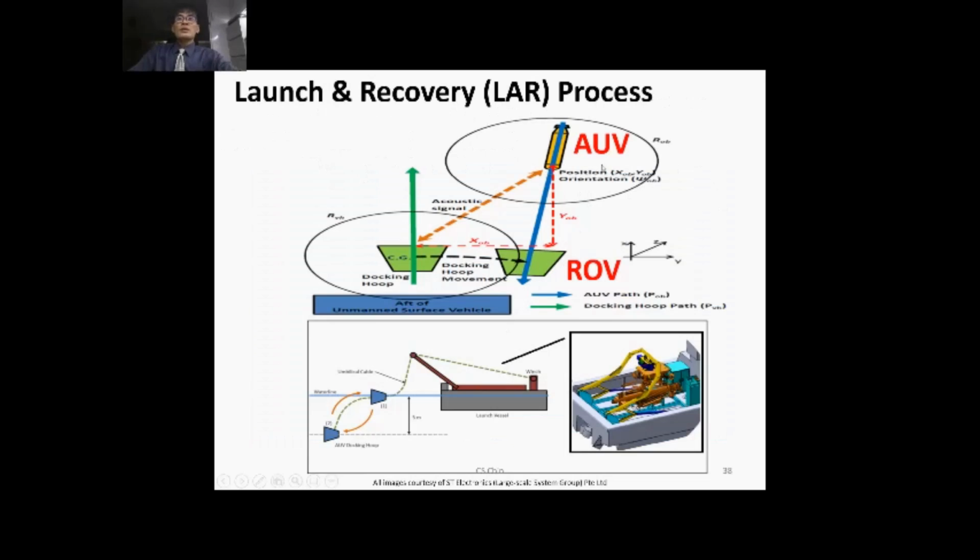You can see the AUV is at a distance away from the ROV. This ROV with this docking hook is trying to capture the AUV, which is at a distance away from the parent position. And you can see that this unmanned surface vehicle is used to launch the ROV. And this ROV will then be used to capture the AUV inside its docking hook. This picture just shows how the launch vehicle looks like on the outside.